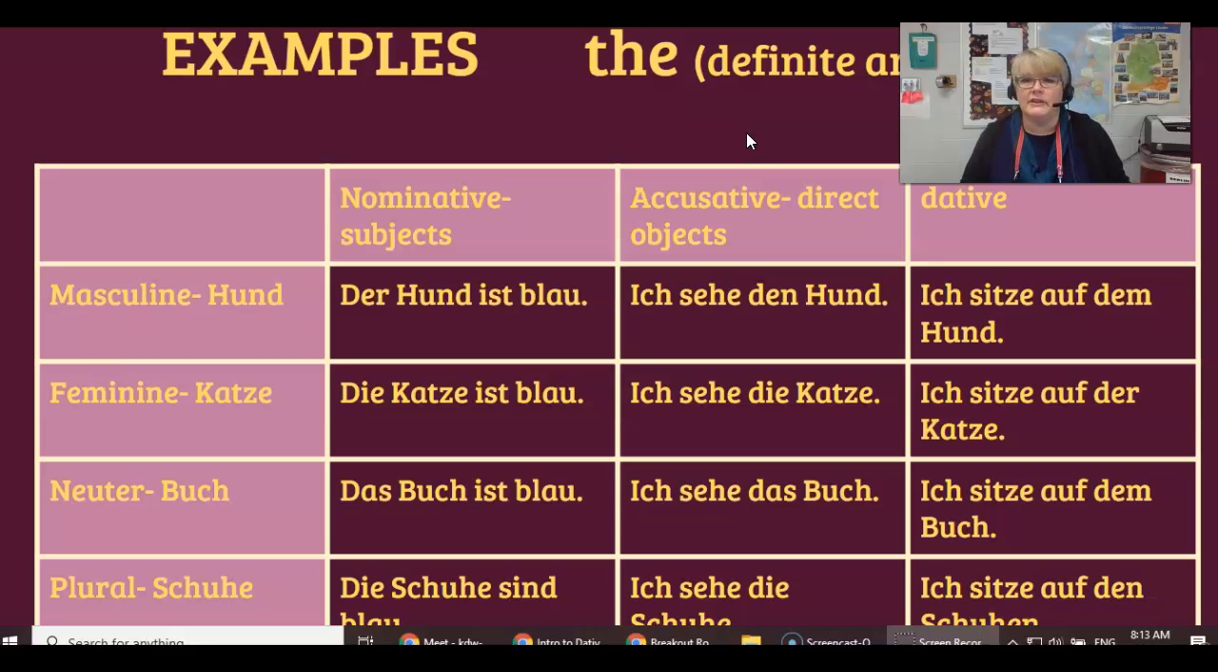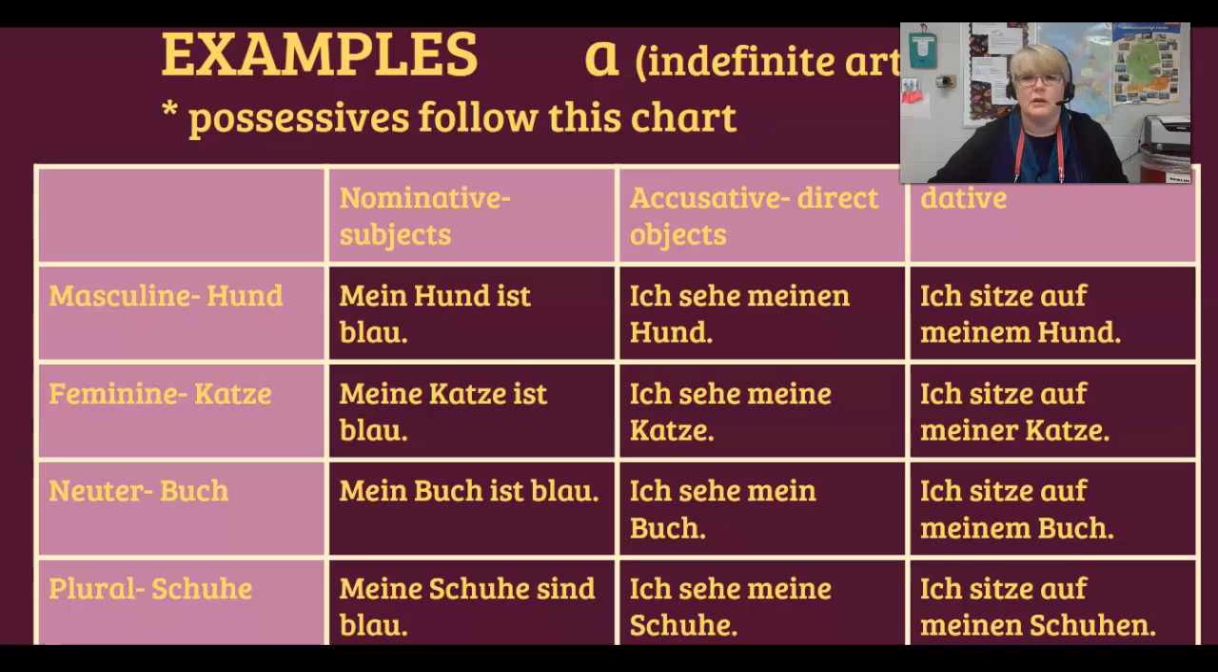All right, let's look at another example. So what if instead of the, I want to say a? Yeah. So now instead of a, I went with a possessive here. Okay, mine. Because the possessives follow the Einword chart. So I could say mein Hund ist blau, meine Katze ist blau, mein Buch ist blau, meine Schuhe sind blau. See, all the same endings.